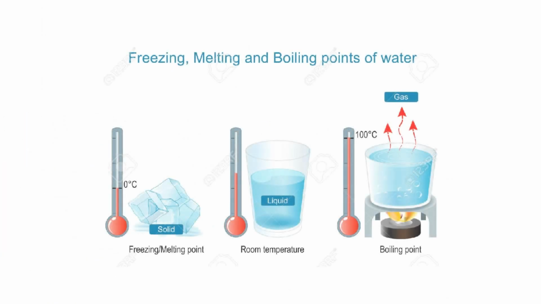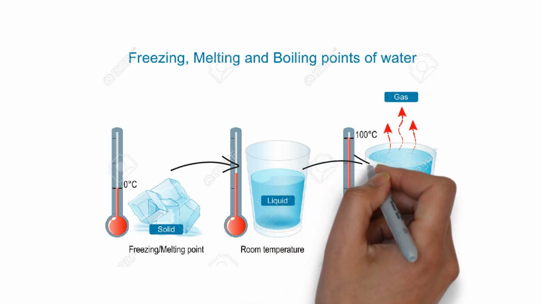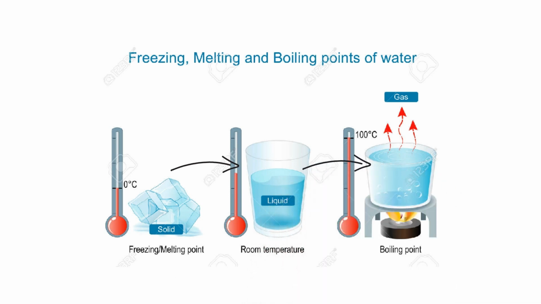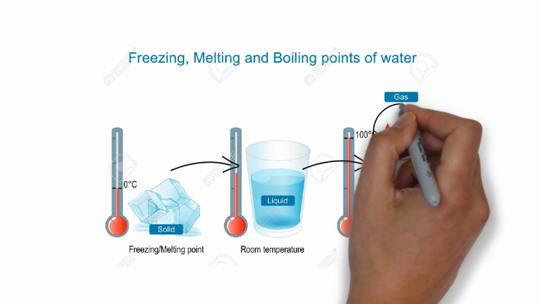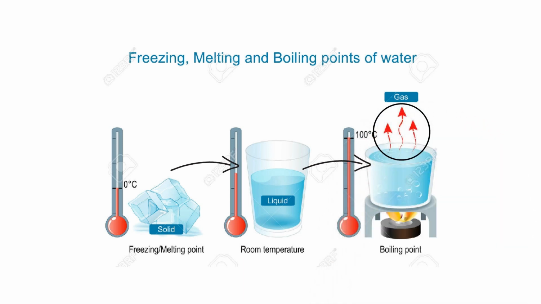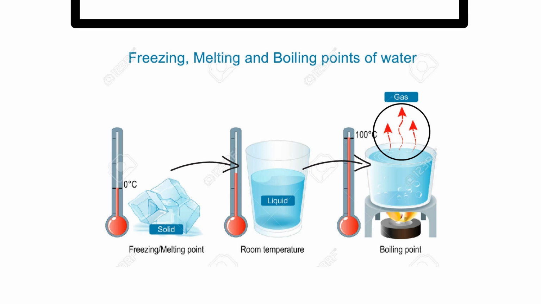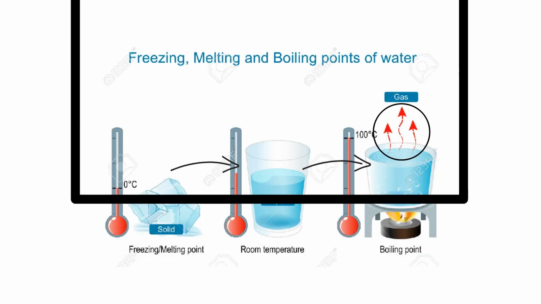When ice melts, for instance, it changes into liquid water, and when that water is heated, it changes into steam, which is a gas. In other words, steam is a gas. The following is an illustration of how transformations can take place.